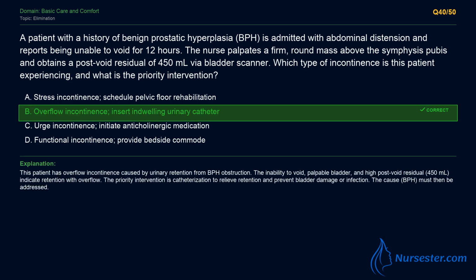The correct answer is B. This patient has overflow incontinence caused by urinary retention from BPH obstruction. The inability to void, palpable bladder, and high post-void residual, 450 milliliters, indicate retention with overflow. The priority intervention is catheterization to relieve retention and prevent bladder damage or infection. The cause, BPH, must then be addressed.